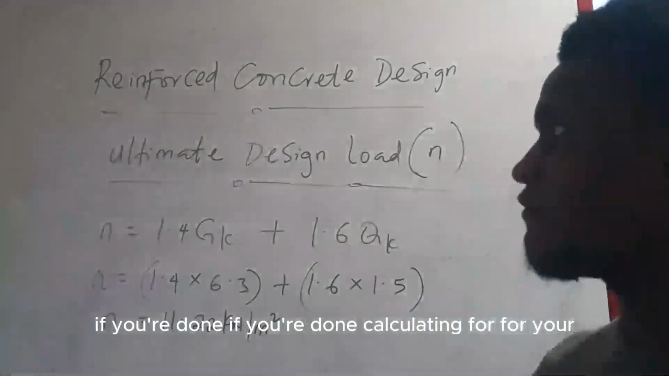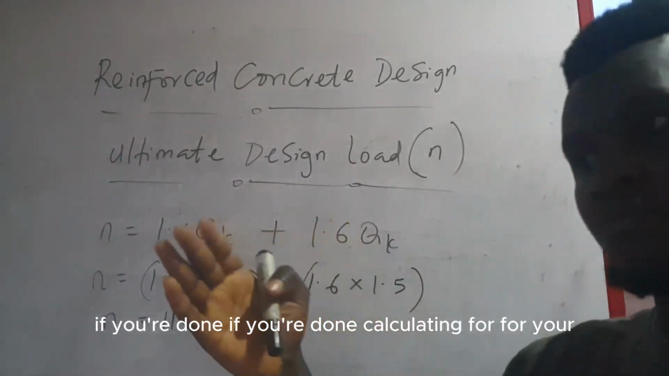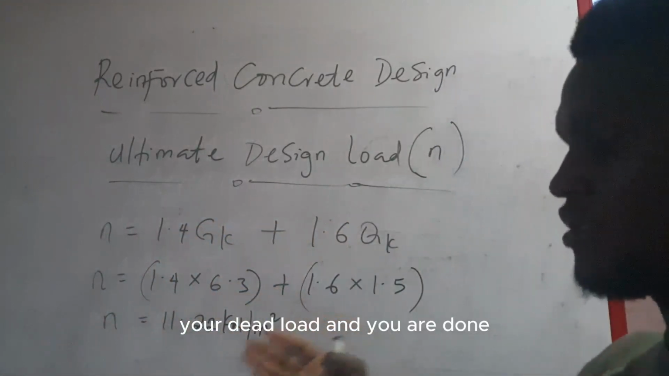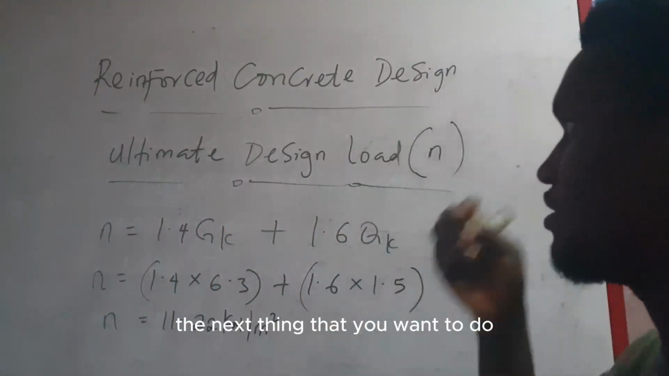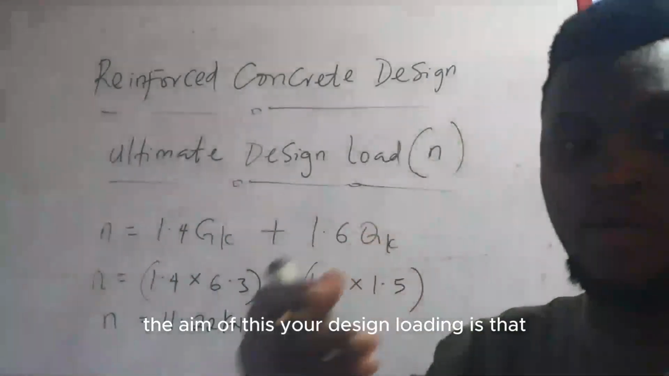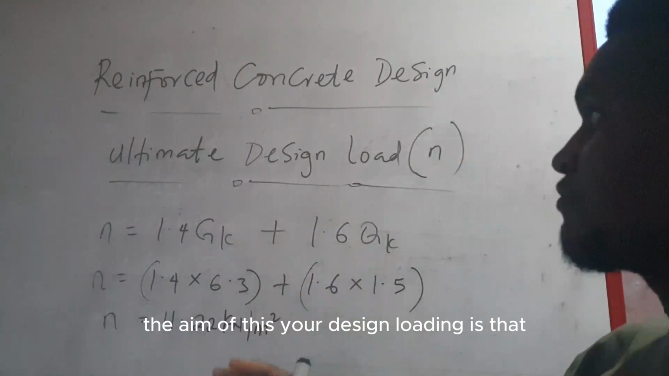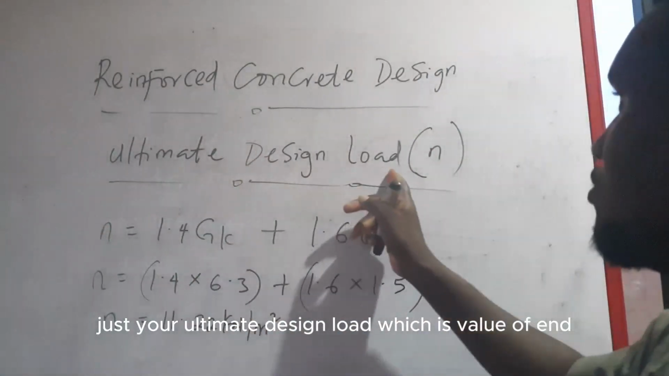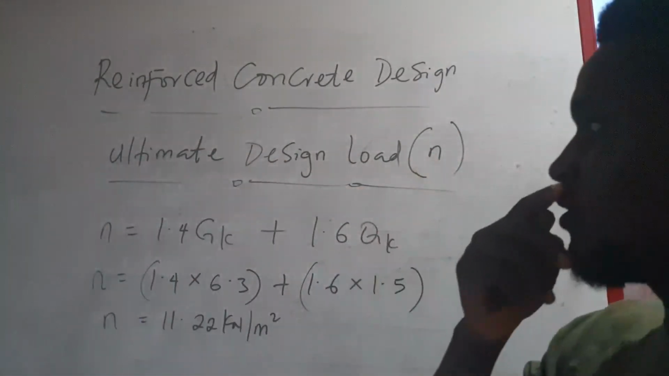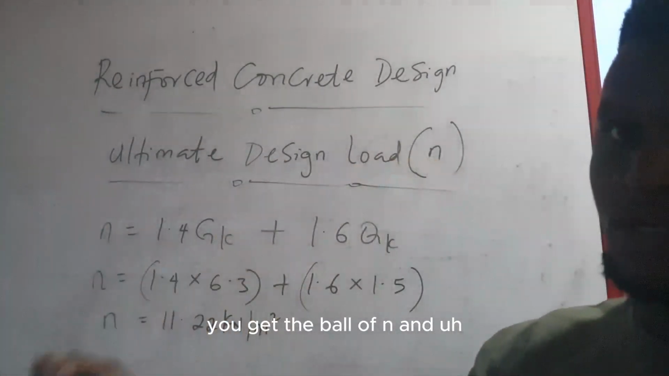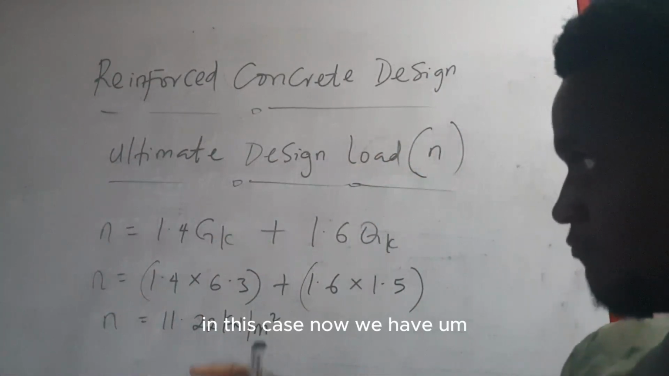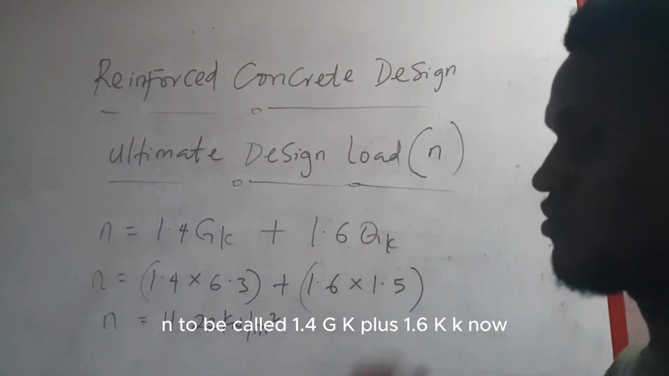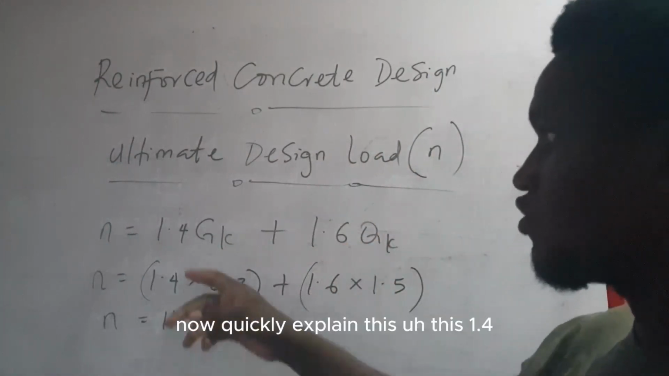So if you're done calculating for your dead load, and you are done estimating also for your live load, the next thing that you need to do, the aim of this your design loading, what you want to get is just your ultimate design load, which is the value of n. You get the value of n, and in this case now we have n equal to 1.4 GK plus 1.6 QK. Now I'll quickly explain this.